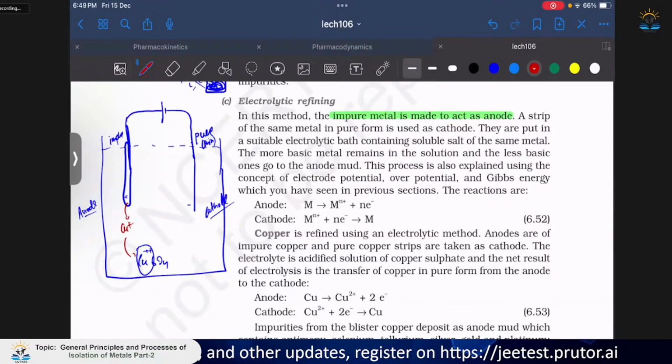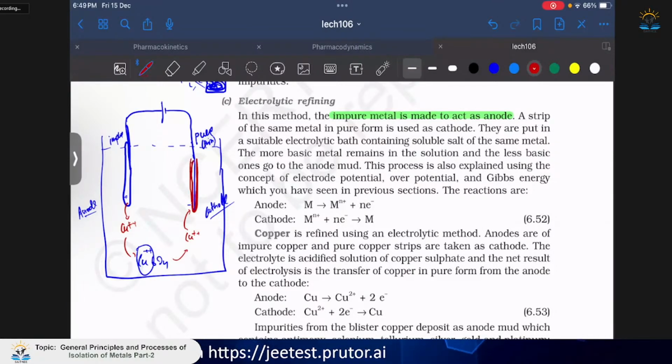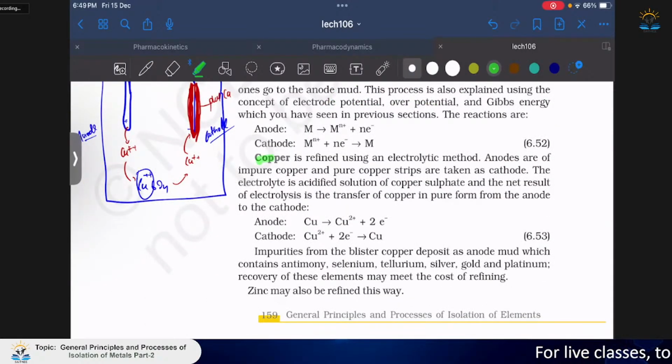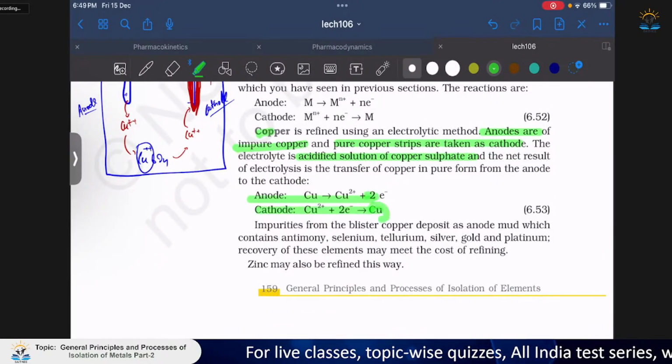Some copper ions are getting deposited here. So gradually, this will be filled with copper. The thickness will increase, and this will be completely filled with pure copper. So copper is refined: anodes are of impure copper, pure copper strips are cathode, and acidic solution of copper sulfate is the electrolyte. These are the reactions that occur basically at the cathode.